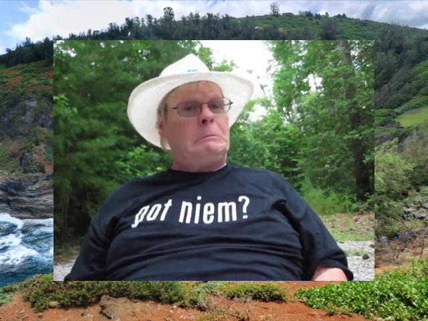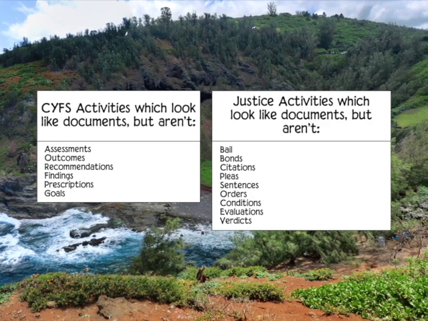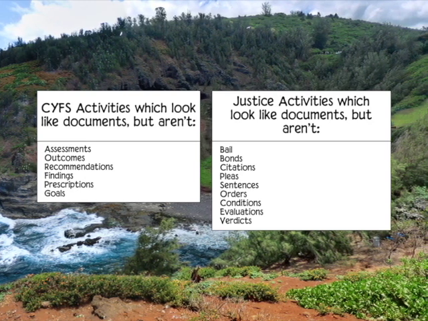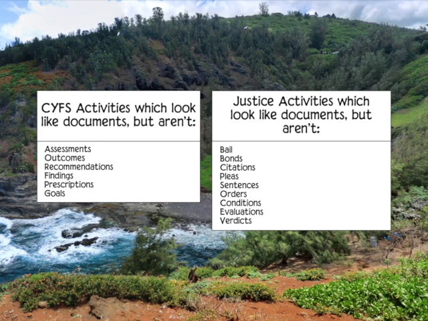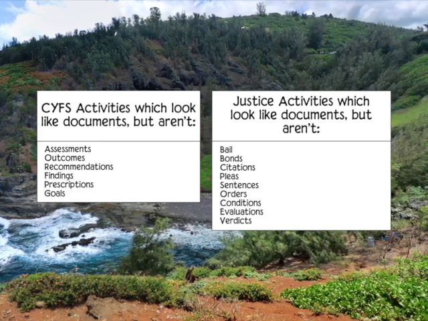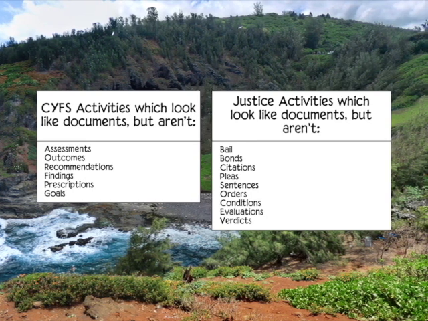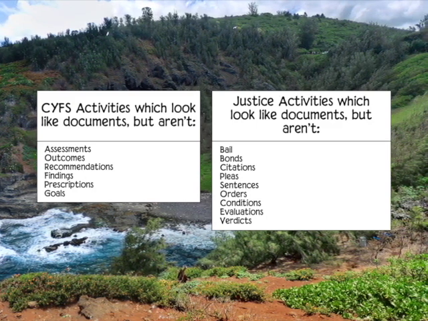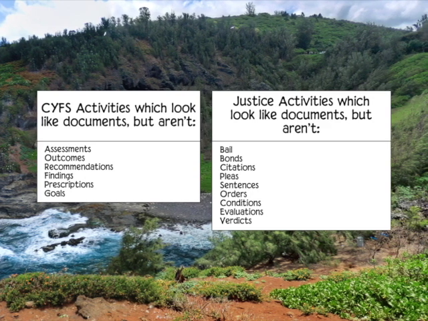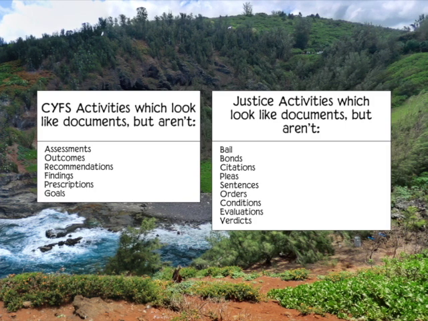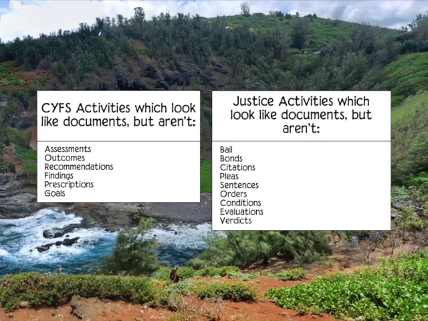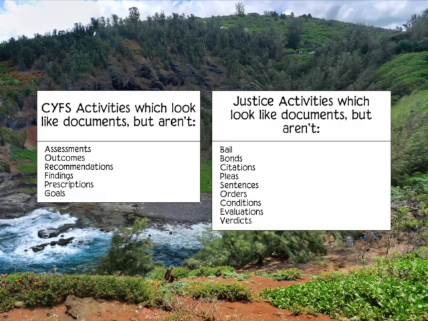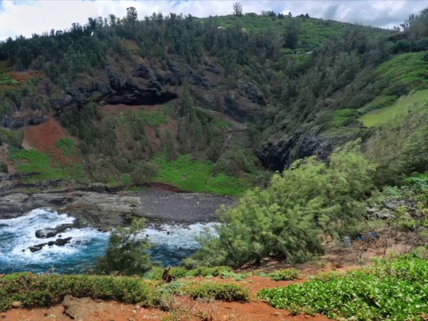And that's why citation is an activity, and a lot of the things we view as being documents are also activities. As you can see, there's plenty of examples of activities that look like documents but really aren't in both CYFS and in the justice domain, and indeed in the NIEM as a whole. So things like recommendations. We think of recommendations as being a bunch of text. It's actually an activity object that has a whole bunch of things in it. Same with findings, same with bonds, citations, sentences, orders, verdicts, all those things we view as some sort of printed document, but in actuality are activities with start and end dates and are treated as such in both CYFS, Justice, and in the NIEM as a whole.